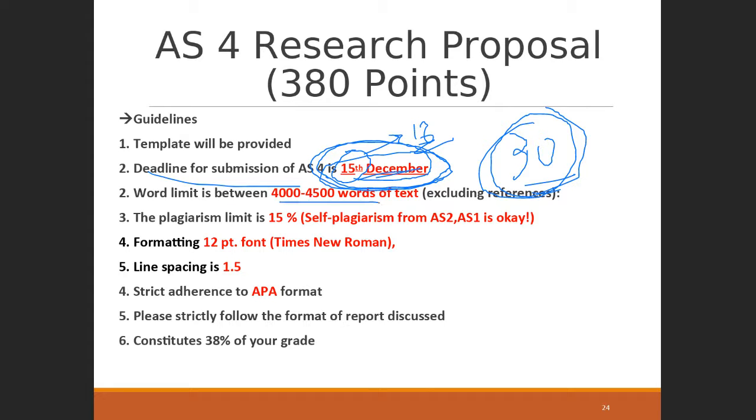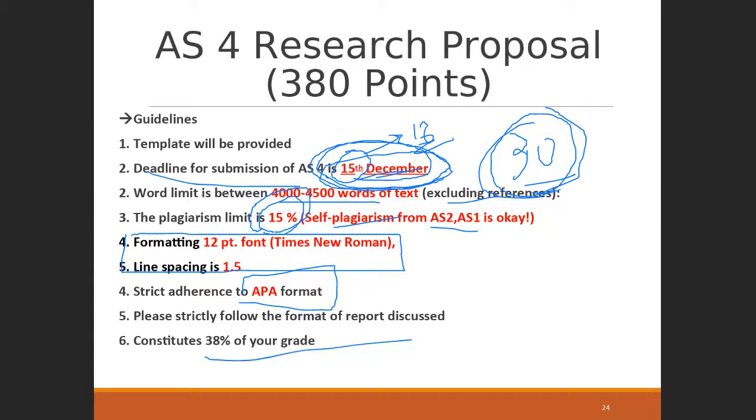The word limit should be 4,000 to 4,500 words because it is a complete research report. The plagiarism limit is 15%. Again, this is negotiable because there will be a lot of self-plagiarism from your assignment number 2 and assignment number 1. You should follow these particular formatting guidelines. Please strictly follow APA format, and you should be writing your research report seriously because this will tell me how much understanding you have of this subject, how much you have learned, because this is basically a litmus test of your understanding of your research concepts.